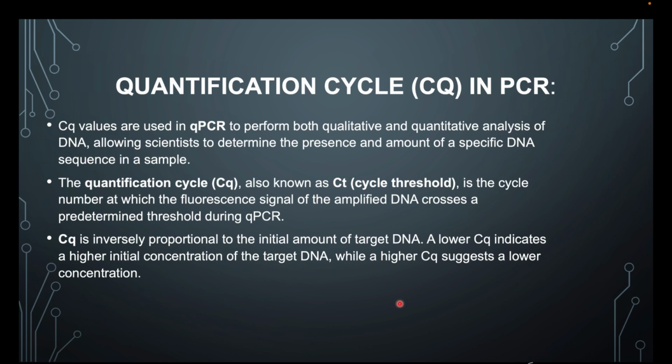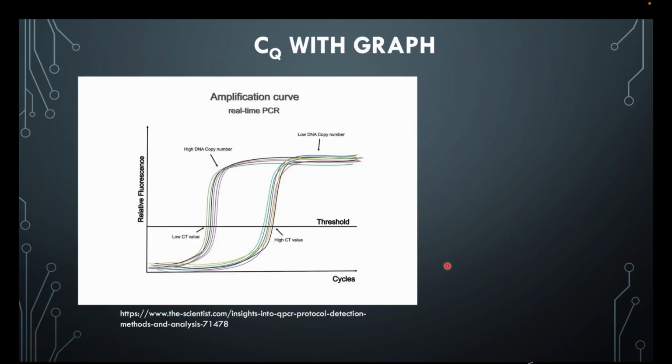What is real-time PCR? Real-time PCR is usually conducted to quantify the absolute amount of a target sequence or to compare the relative amount of a target sequence. This technique monitors the amplification of the target in real time via a target-specific fluorescence signal emitted during amplification. So CQ is inversely proportional to the initial amount of target DNA. A lower CQ indicates a higher initial concentration, while a higher CQ suggests a lower concentration of your DNA or target sample. That's the graph of CQ.